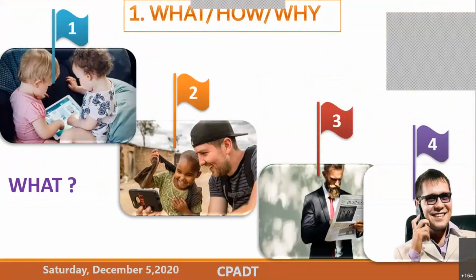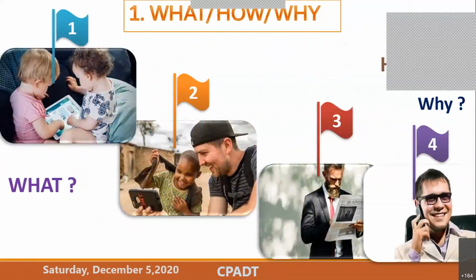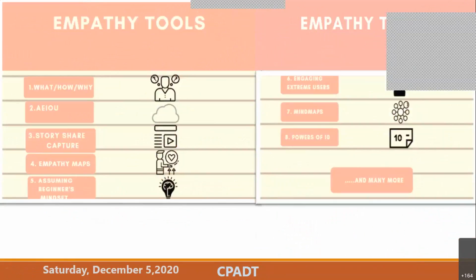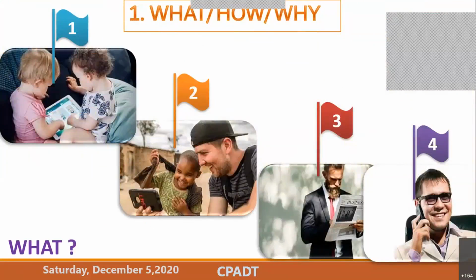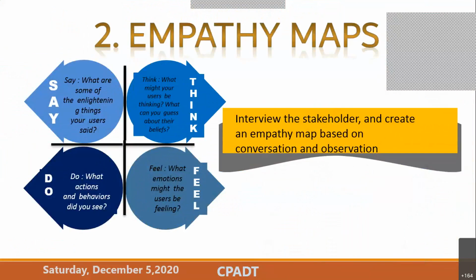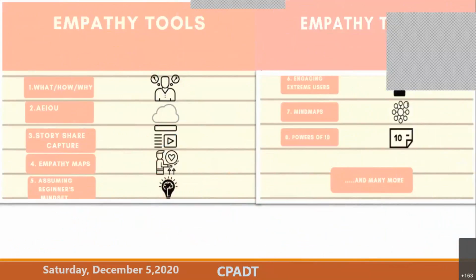So what are they doing? When I look at this picture, what are they doing? Why are they doing it? And how are they doing it? So this was your first empathy tool, right? What, how, and why. And likewise, you have other tools, like the empathy map. Maybe I will not be able to cover all these tools elaborately. These are various tools that you have. Anybody who is trying to empathize can use one of these tools and try to empathize.